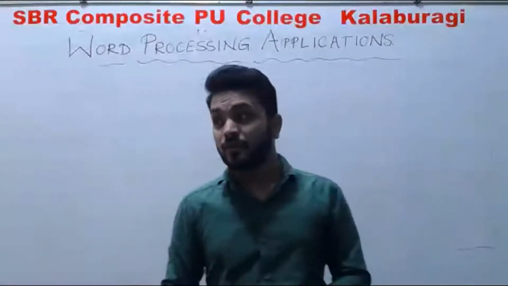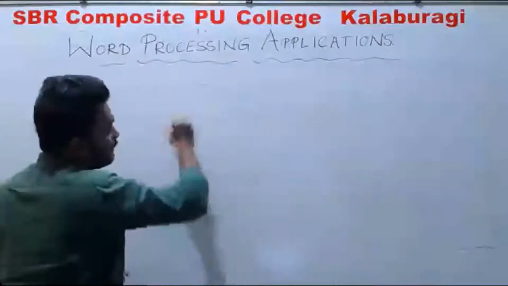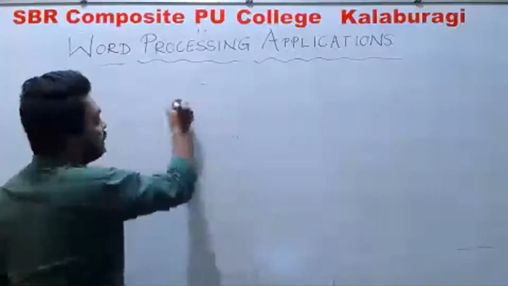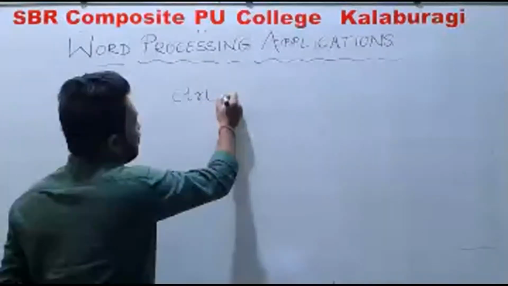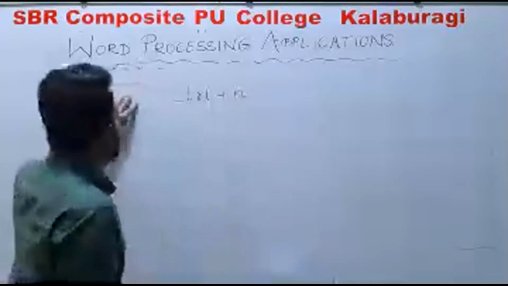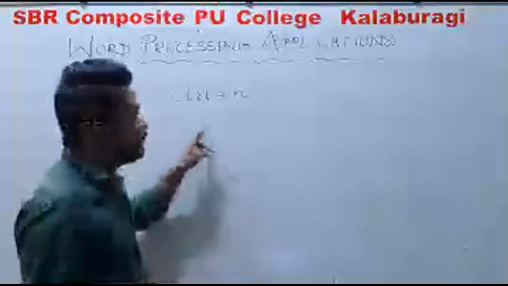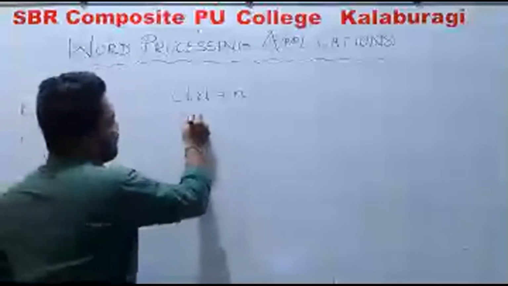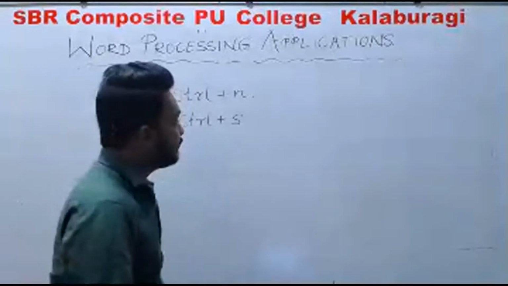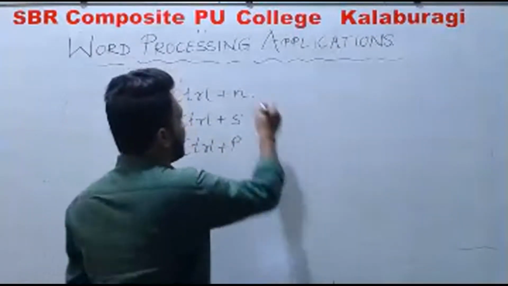If you want to create a new file, after opening the Word file, I will tell you some shortcuts here. If you want a new file, just press control N. Instead of going to the file and new file, just press control N and it will give a new file, correct? If you want to save, control plus S, it will save your file. If you want to print, then control plus P, it will print your page, correct?